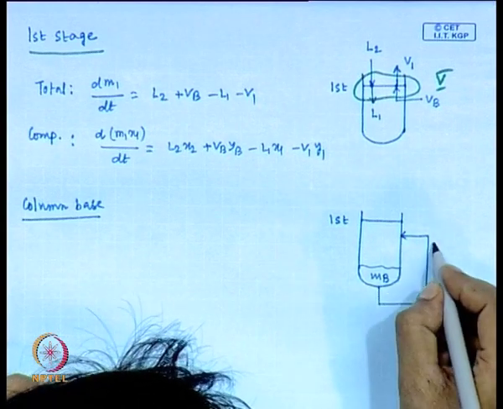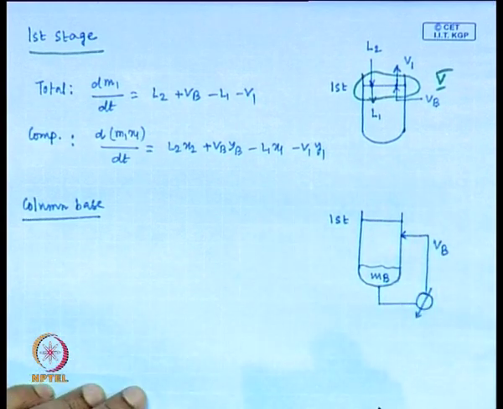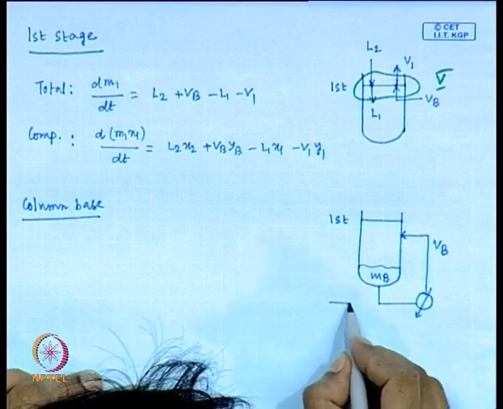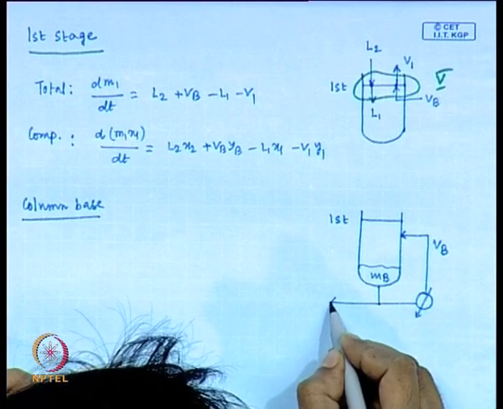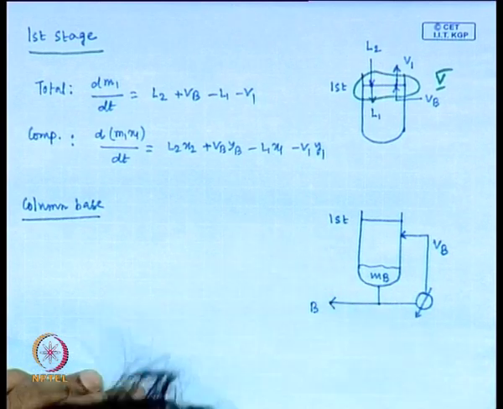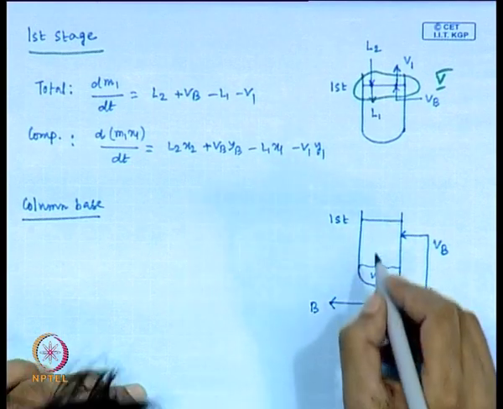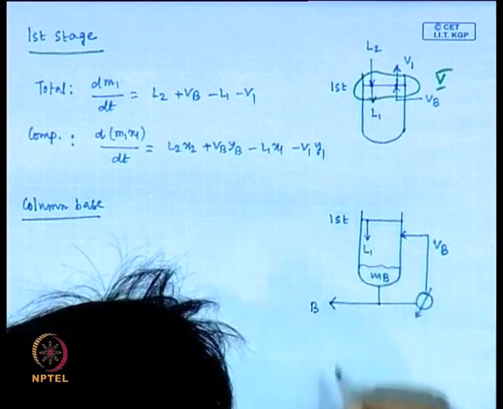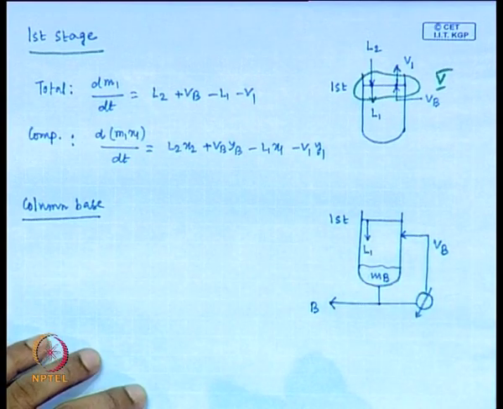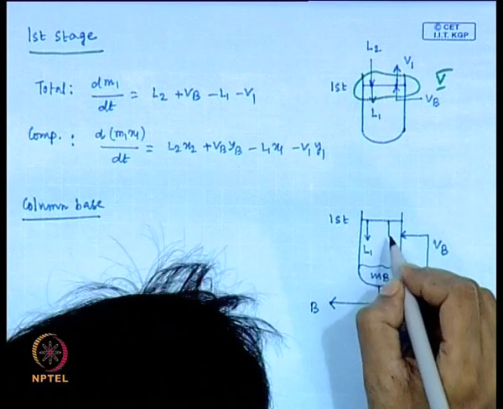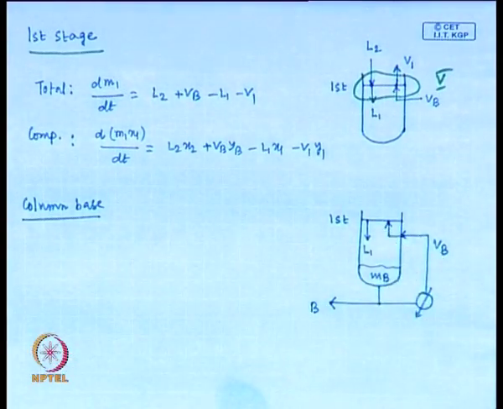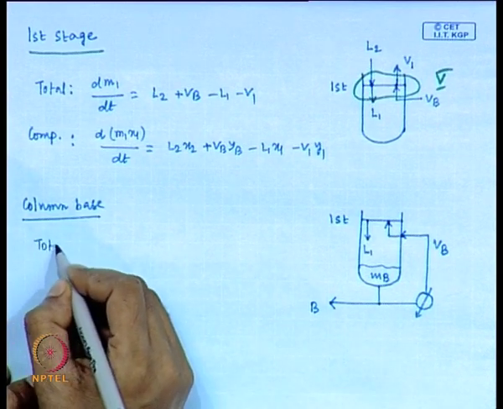This is the boiled up vapor which has the flow rate of Vb. Sometimes the bottom flow rate B is included in this way. The liquid stream which is leaving the first stage has the flow rate of L1, and this Vb is introduced to the first stage. Fine. So, what will be the total mass balance?